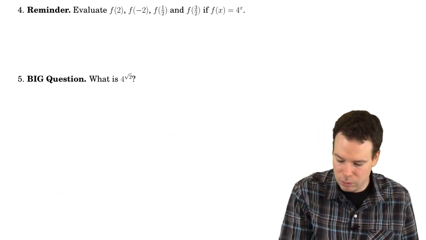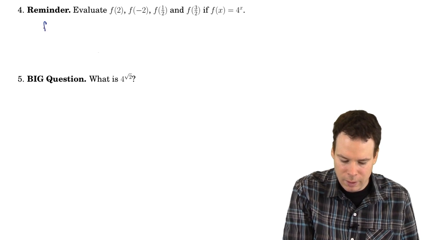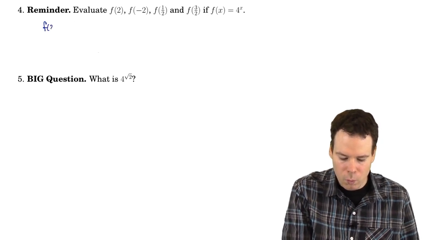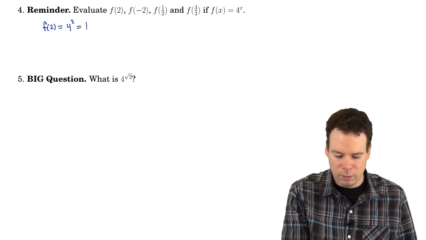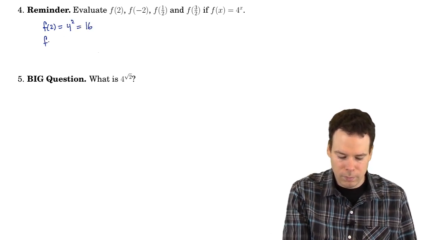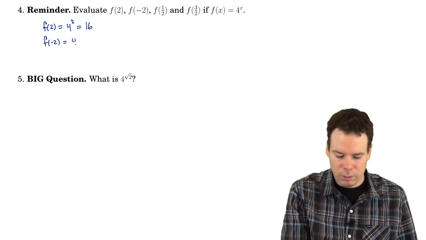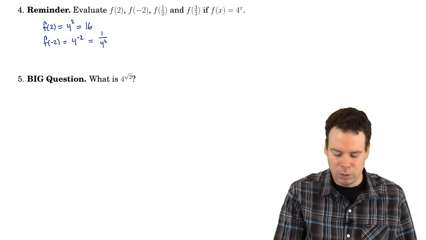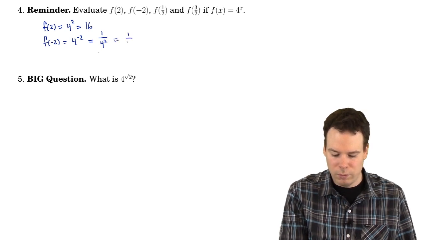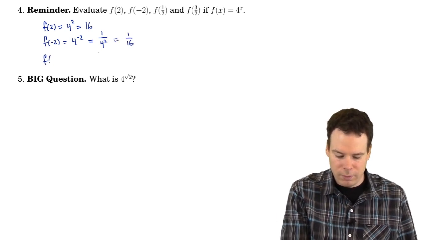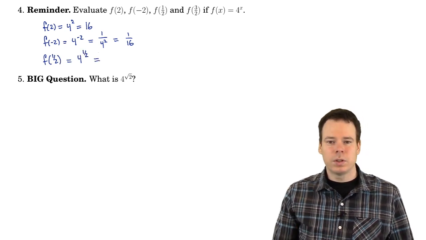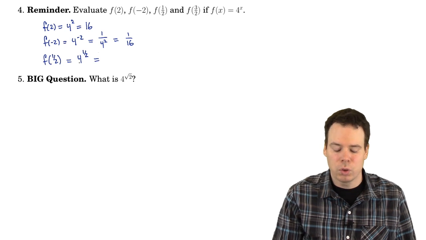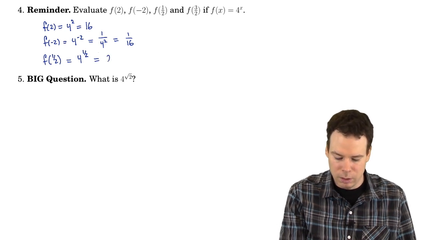Okay, so let's just continue looking at examples of exponential functions. We've got f of x is equal to 4 to the x. What is f of 2? Well, that would be 4 squared, or 16. What's f of negative 2? Well, that's 4 to the negative 2, but a negative exponent means we're really just looking at the reciprocal, so that's 1 over 4 squared, or in other words, 1/16. What's f of 1/2? Well, that's 4 to the 1/2. And what's 4 to the 1/2? Well, that's just the square root of 4, so that would be 2.